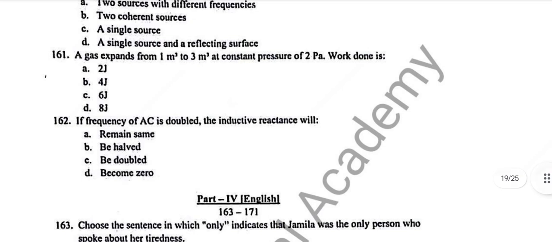Question number 162. If the frequency of AC is doubled, the inductive reactance will, and the correct option is C, be doubled. Double frequency gives double reactance.